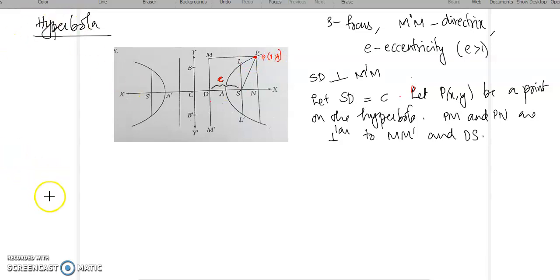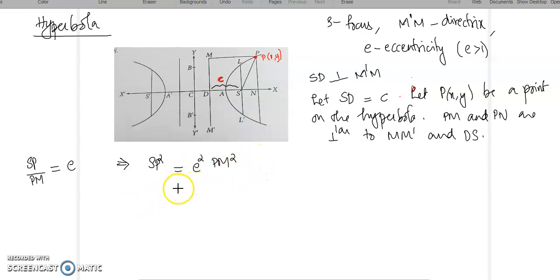Then E denotes the eccentricity. So what is the eccentricity? If you are given the focus, then the eccentricity is given by SP by PM. So you have a fixed point and a fixed line. So this ratio will be equal to a constant, so that will be the eccentricity. So SP by PM will be equal to E. So that will give SP square equal to E square into PM square.